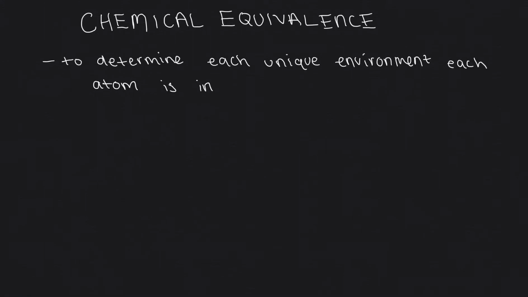Okay, so chemical equivalence and the chemical environment. The point of this is to determine each unique environment each atom is in. Now, the atoms we're looking at are generally carbon or hydrogen. For this one, we're going to be doing hydrogens.